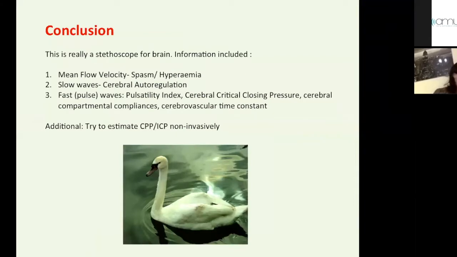So I think I've talked even too much. I come to my conclusions. I strongly believe that the transcranial Doppler is a stethoscope for the brain. We can get a lot of information about cerebral hemodynamics, which includes simply the mean flow velocities, the development of spasm or hyperemia, cerebral autoregulation, but also critical closing pressure and the compliance of the brain. But additionally, what is most important both for clinical practice and for the research setting is the estimation of the CPP and especially of the intracranial pressure.